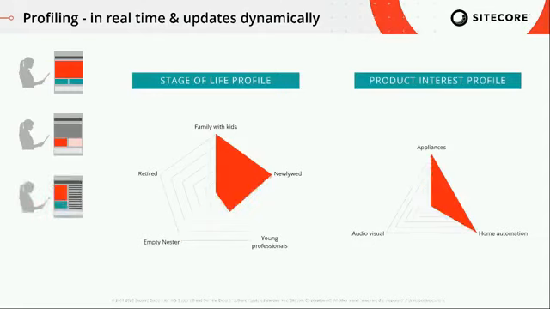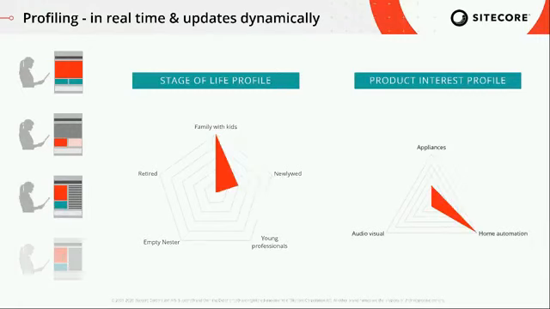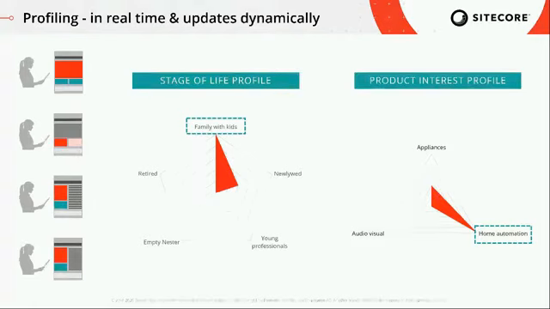Then they viewed a product page and the profile values built, so their pattern match narrowed. Finally, having viewed at least three pages, the pattern match is completed. They're a family with children interested in home automation. Now, if the visitor then goes on to view other content and pages, their pattern match, of course, will change and update. So they're not stuck in that forever.